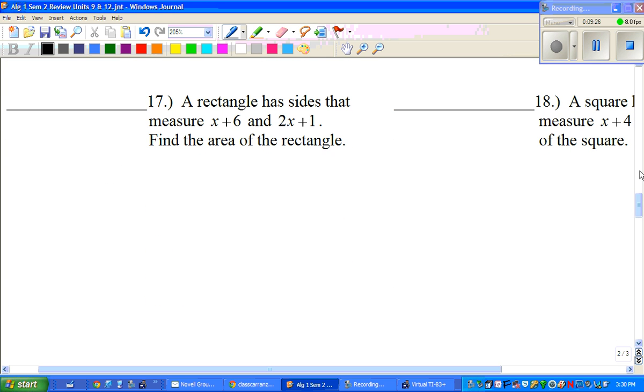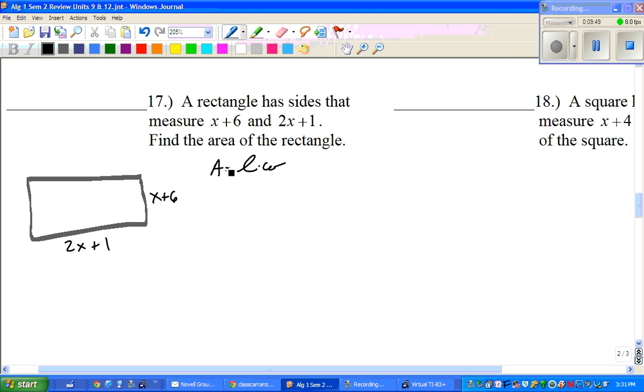All right, number 17 says a rectangle has sides that measure x plus 6 and 2x plus 1. Find the area of the rectangle. So there's our rectangle. One side is x plus 6, and the other side is 2x plus 1. Okay, so we're finding the area. Area equals your length times the width. So we have 2x plus 1 times x plus 6. And you can do FOIL or box method. Okay, I'm going back and forth today.